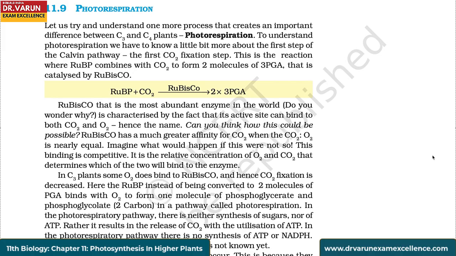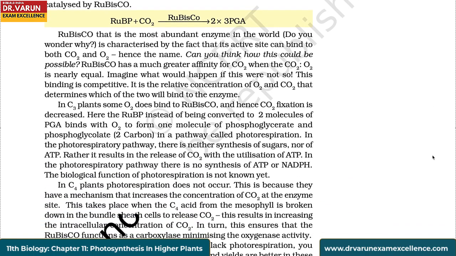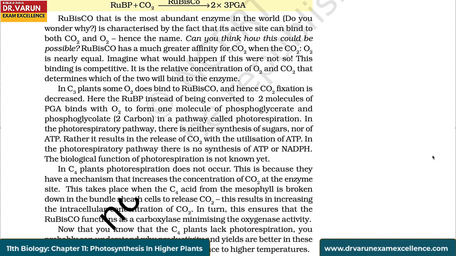This is the reaction where RuBP combines with carbon dioxide to form two molecules of 3-PGA that is catalyzed by Rubisco. Rubisco, the most abundant enzyme in the world, is characterized by the fact that its active site can bind to both carbon dioxide and oxygen, hence the name. Can you think how this could be possible? Rubisco has a much greater affinity for carbon dioxide when the carbon dioxide oxygen ratio is nearly equal. Imagine what would happen if this were not so.